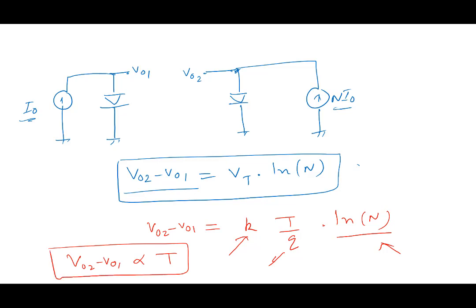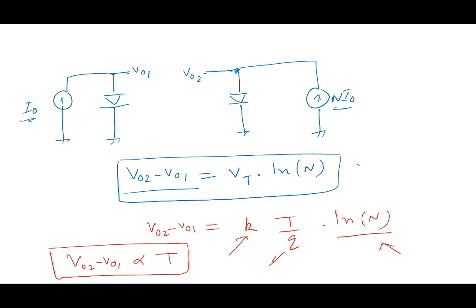Directly proportional to temperature. All I need to do is go to the lab, take two identical diodes. Through one, maybe pass I0, through another you pass N I0. Take the difference of the two voltages and you find it's directly proportional to temperature. Thereby you measure the temperature. All that you have to do is take the difference of the two voltages.